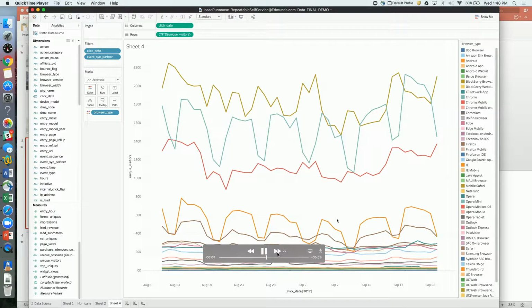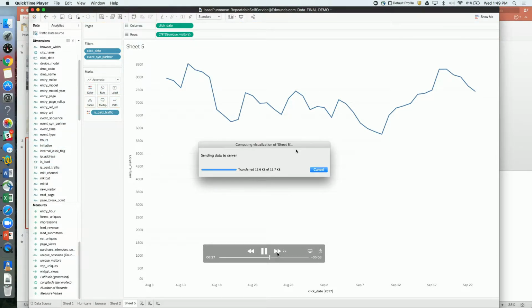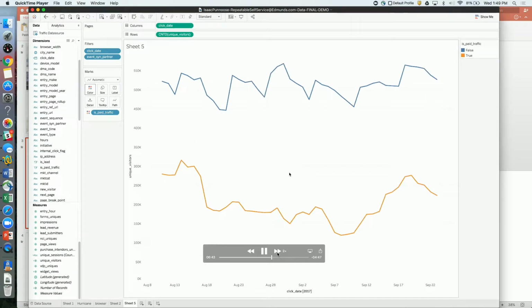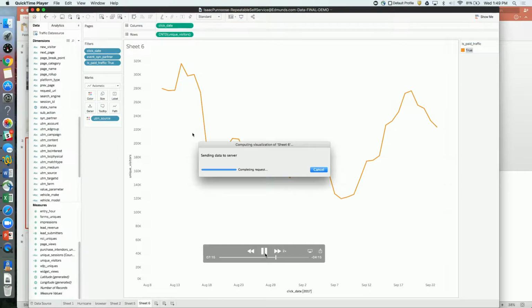Fast forward a little bit. So we saw the same drop happening across all the browsers. Now we've split the traffic by paid and organic. All right, there you go. There's the first real clue of what's actually happening here. This big drop, that drop is where the problem is. It was not organic. It was a paid marketing drop.